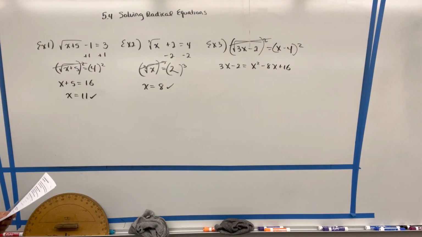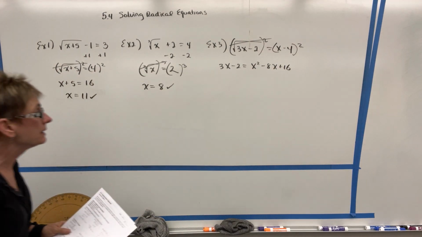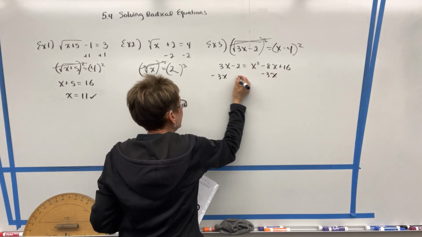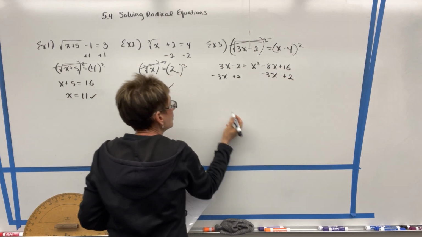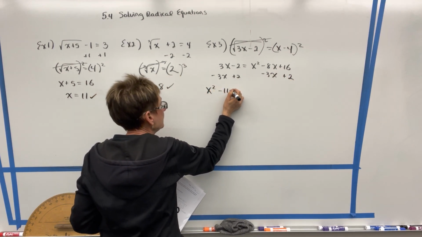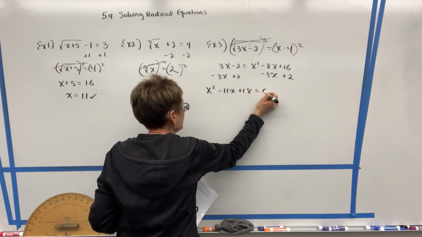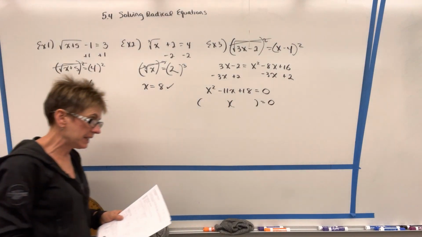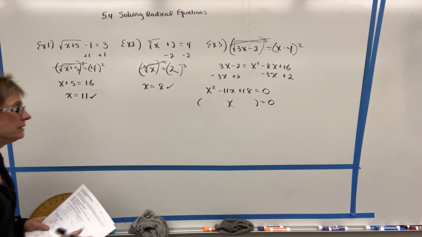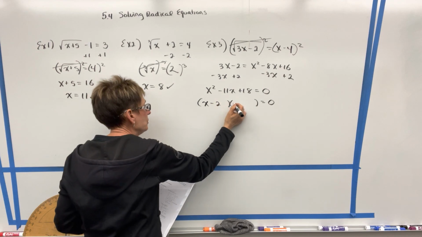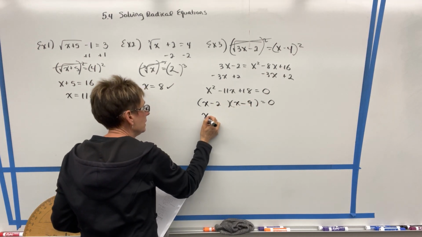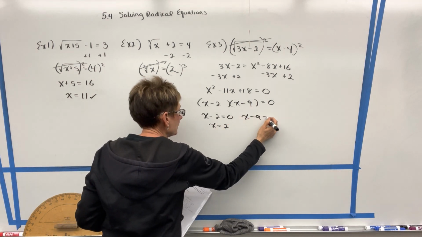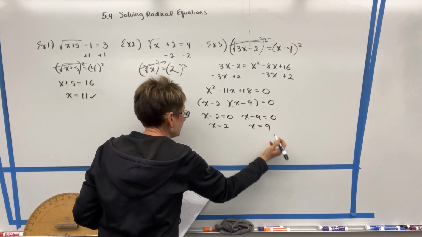Now I do have an equation here with an x squared and an x in it, so I need to get everything on one side. I'm going to subtract 3x and add 2. So I'm going to have x squared minus 11x plus 18 equals 0. I'm looking for two numbers that multiply to make positive 18, but add to make negative 11. So I'm going to use x minus 2 and x minus 9. When I set these equal to 0 to solve, I get two solutions, positive 2 and positive 9.